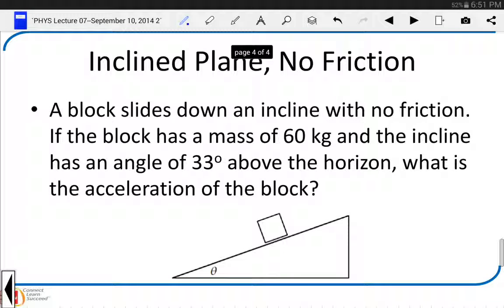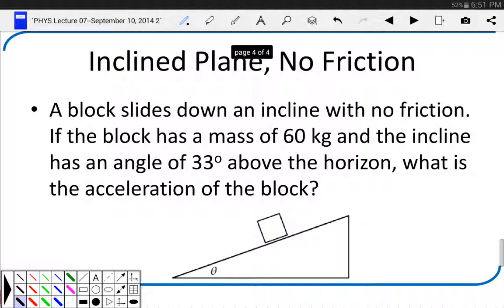And this is what we call an inclined plane problem. So I have a block that's on this incline, has an angle of 33 degrees above the horizon. So let me draw that in right off the bat. This angle here is theta equals 33 degrees. And the block has a mass, m equals 60 kilograms. And then it says, what is the acceleration of the block if there's no friction?